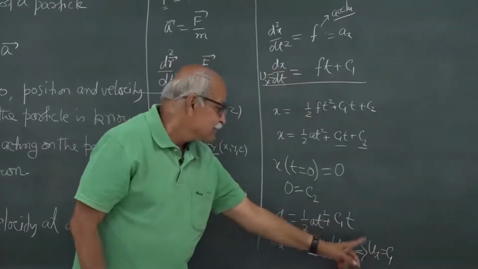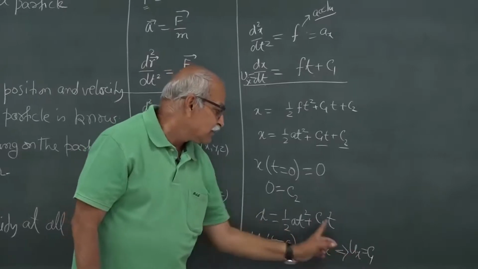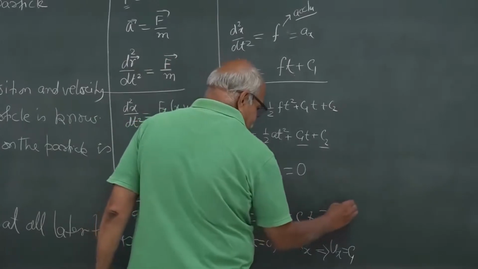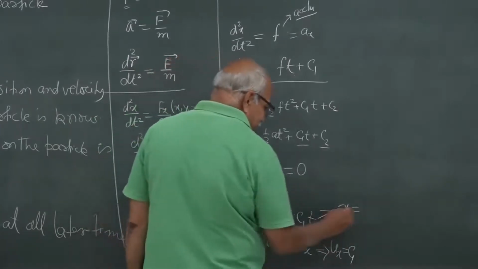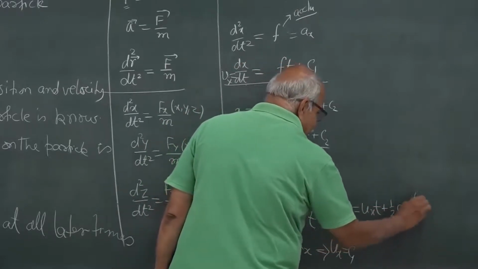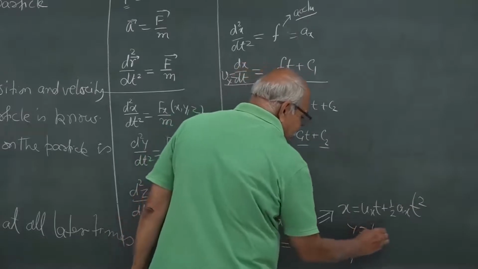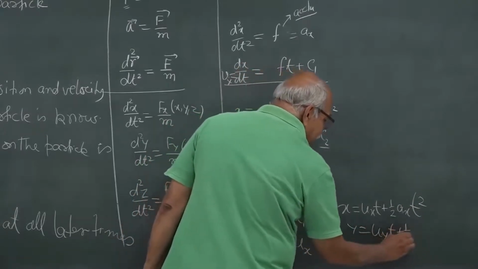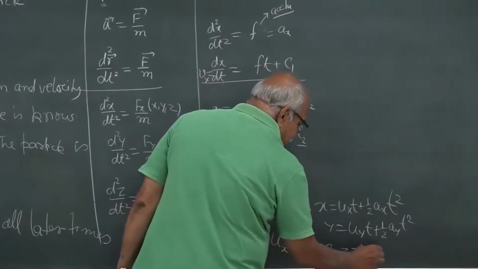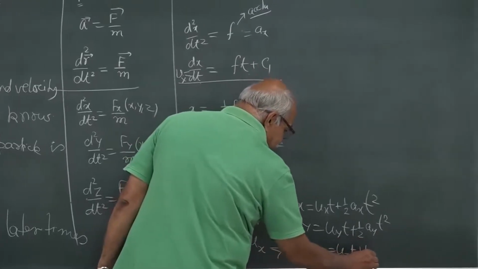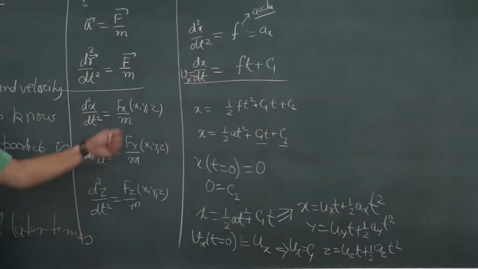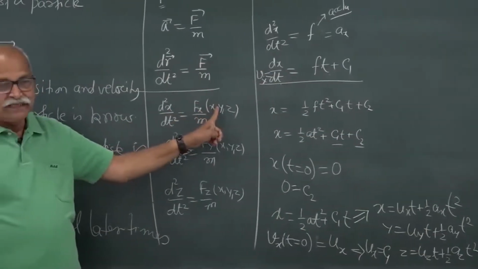So, this c1 is that x component of the velocity at t equal to 0, and you put it here and you get your very well known equation, x is uxt plus half axt square, and same is the story for y and z components. So, uyt plus half ayt square and z is equal to uzt plus half azt square. So, if you know the force and force happens to be same at all positions at all time.